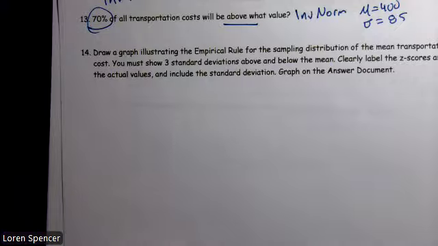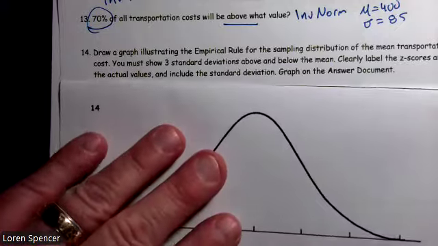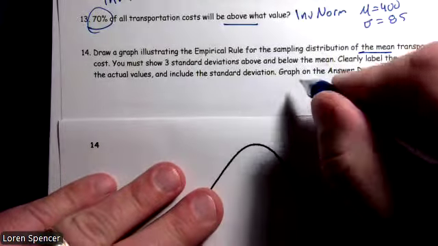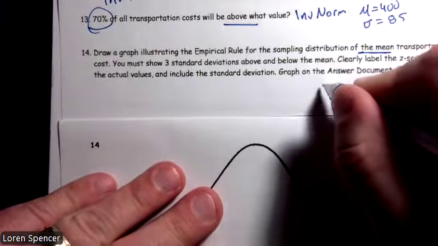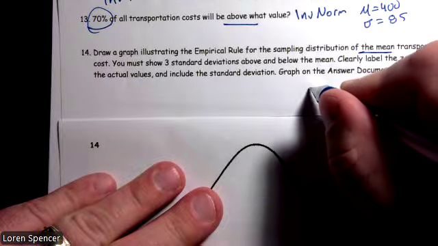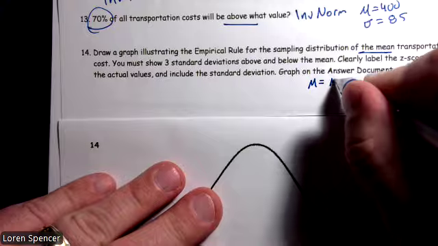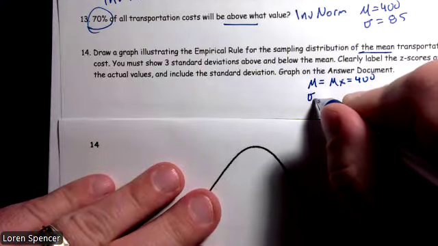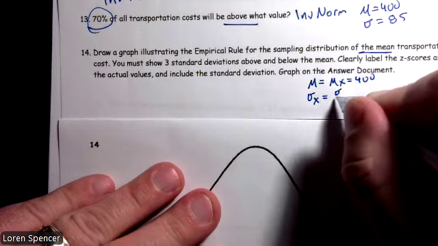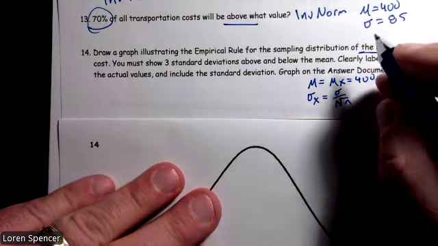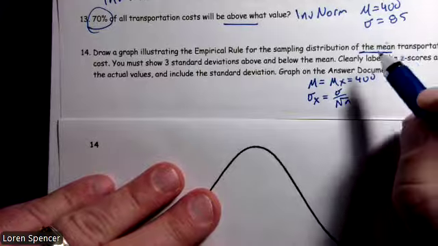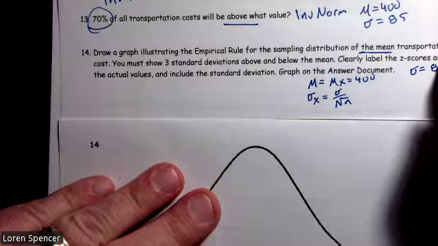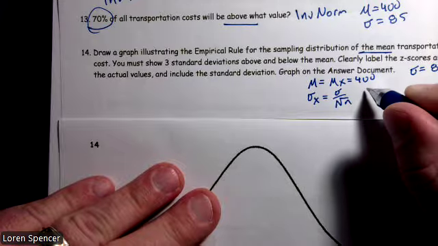All right, looking at number 14, last problem. Draw a graph illustrating the empirical rule for the sampling distribution of the mean. All right, this is not looking for actual values. This is looking for the mean and standard deviation of the X bar. So the mean of X bar equals 400. The standard deviation of X bar equals the standard deviation divided by the square root of n, which in this case, the standard deviation of the population is 85.